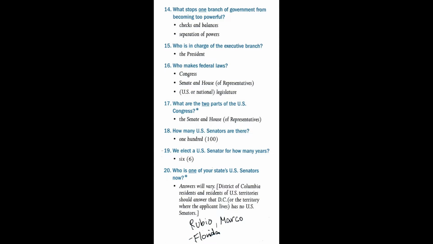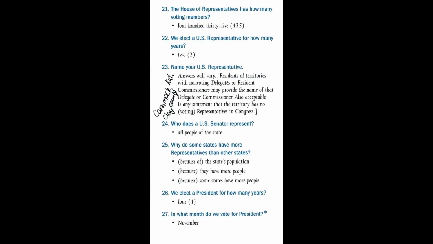17. What are the 2 parts of the U.S. Congress? The Senate and House of Representatives. 18. How many U.S. senators are there? 100. 19. We elect a U.S. senator for how many years? 6. 20. Who is one of your state's U.S. senators now? Answers will vary. For Florida now it is Rubio, Marco. 21. The House of Representatives has how many voting members?